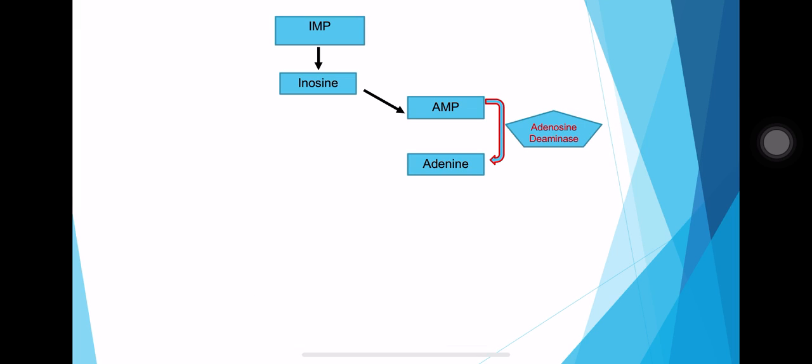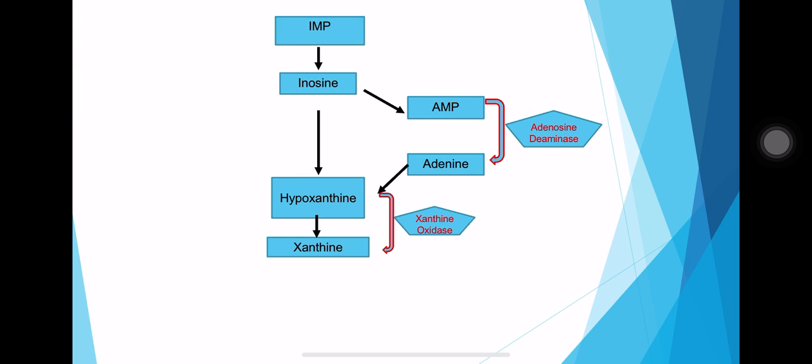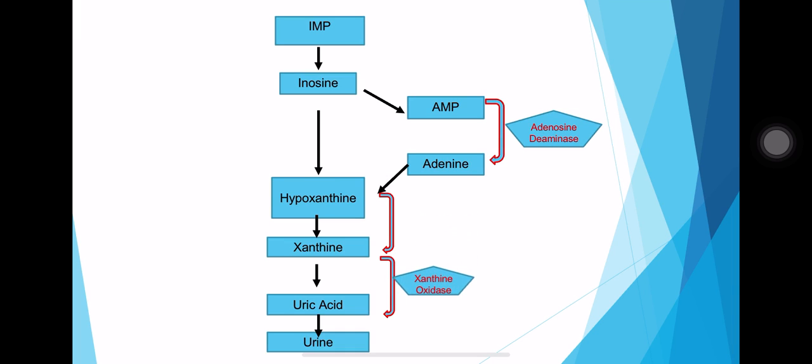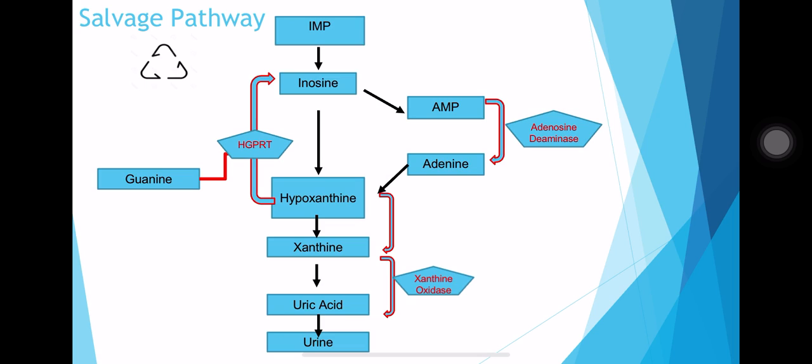So if adenosine is successfully turned into hypoxanthine, it can then proceed along the rest of the de novo pathway, turning into xanthine through xanthine oxidase, and then to uric acid also by xanthine oxidase, and then finally to urine. So this is the extent of the de novo purine synthesis pathway. But what if there was another way to utilize purines? That is exactly the other portion of the purine pathway, when hypoxanthine and guanine are recycled through that enzyme HGPRT, which I mentioned before. This is called the salvage pathway, turning these two purines into inosine.